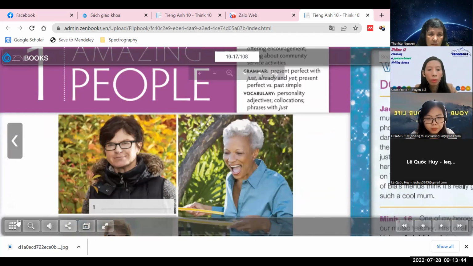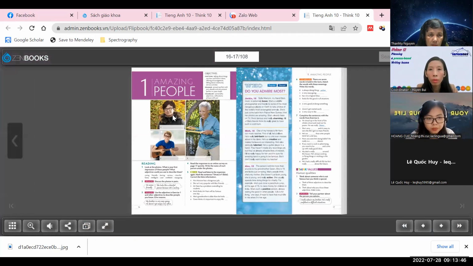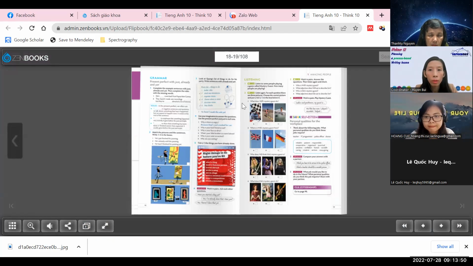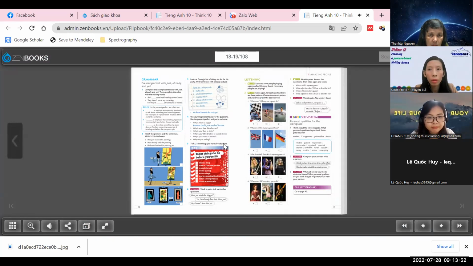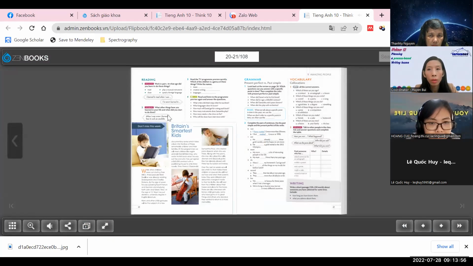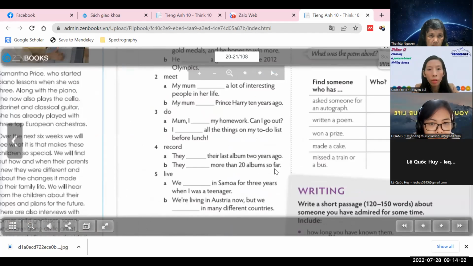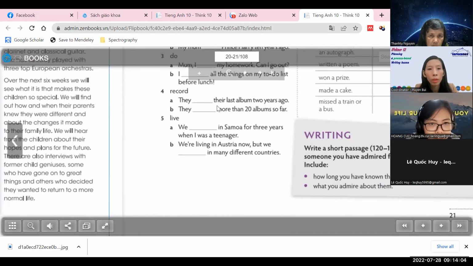So in this book, students go through some reading activities, then grammar, vocabulary, listening. Then they go through another reading task, grammar, vocabulary again. And here comes our writing lesson. So this is the task.